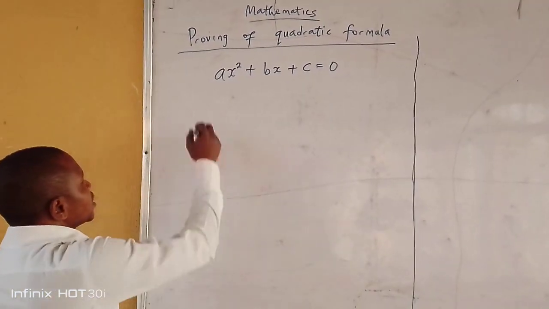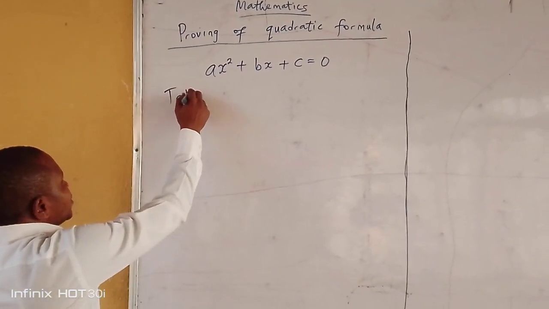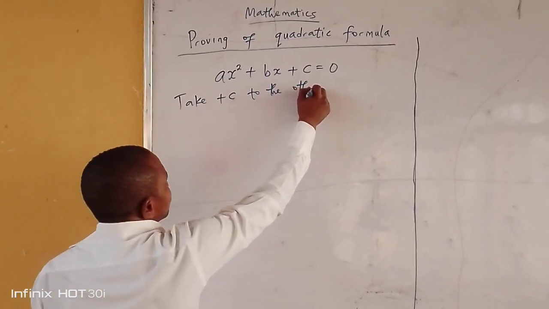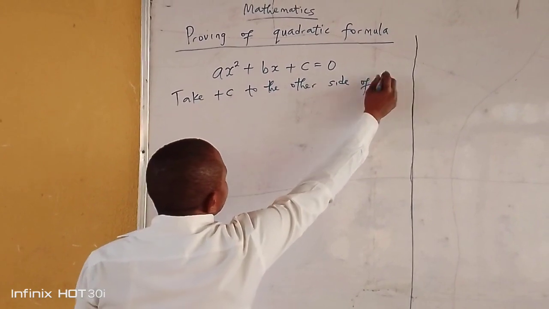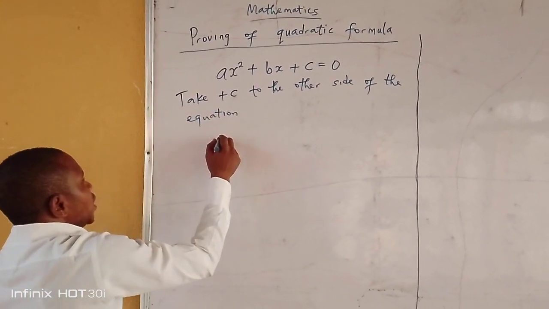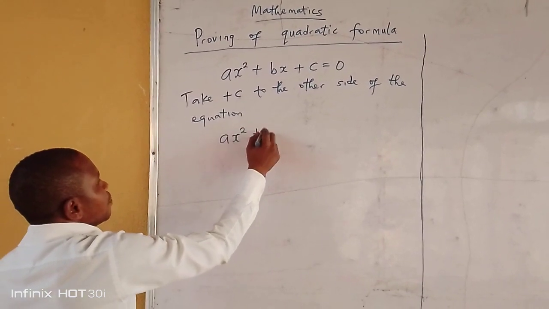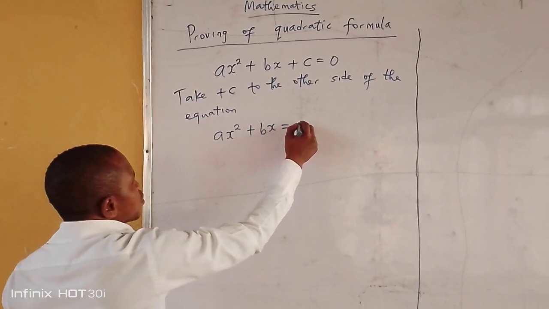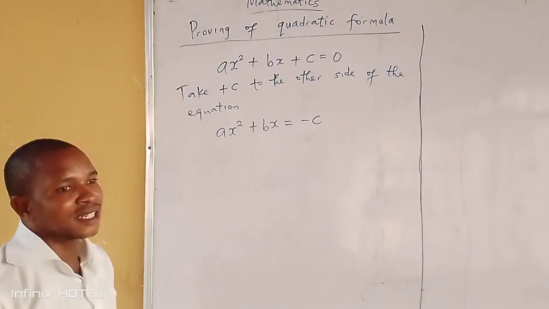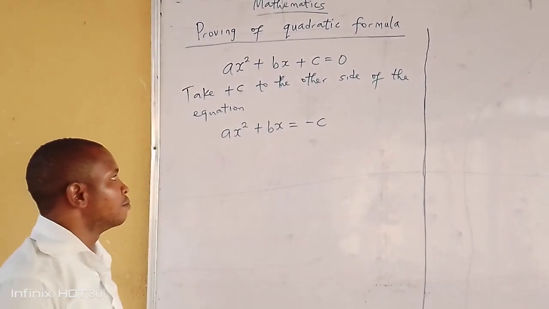The first step, take plus c to the other side. Take plus c to the other side of the equation. You will have ax squared plus bx is equal to minus c. Remember, when you take plus c to the other side of the equation, it will become minus.